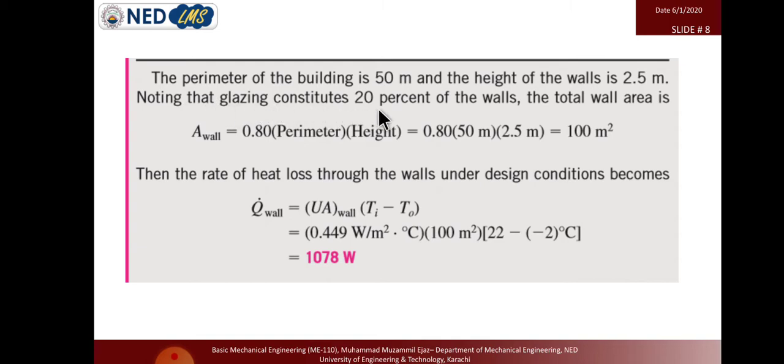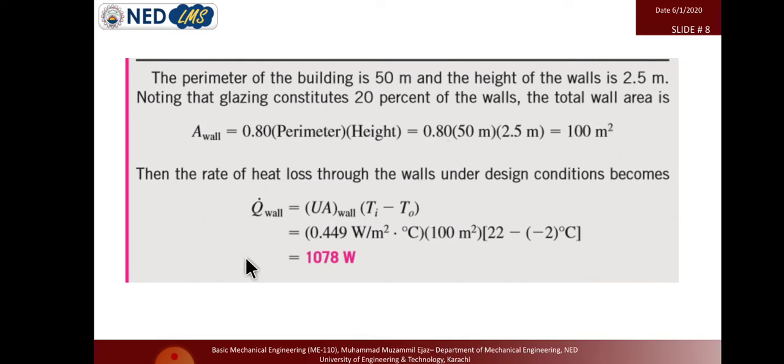Now, noting that glazing constitutes 20%, if we just multiply by this, we get the overall area of the room. So we have to subtract the area constituted by the glazing, that is 20%. Whatever the answer is, we should multiply by 80%. So we neglect that 20% of the area that is considered by the glazing. So the perimeter multiplied by height gives the area, and when we multiply with 80%, it gives 100 meter square area.